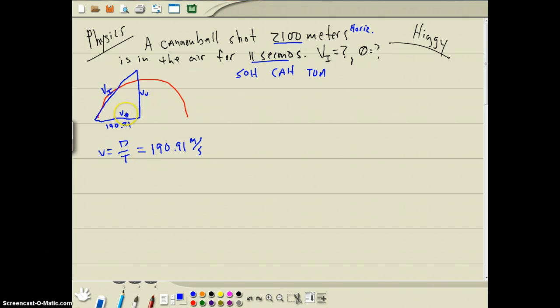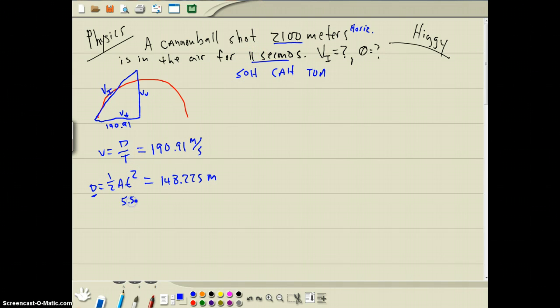All right, so I have the horizontal velocity. I've got to find the vertical velocity. To do that, I'm going to use, guess what I'm going to use? Distance equals 1/2 AT squared, so that I can find the distance to go along with my time to find that velocity. Well, when I plug in my time right here, I wind up with 148.225 meters. All right, when I plug in the time, which is half of 11 seconds, which is 5.5 seconds.